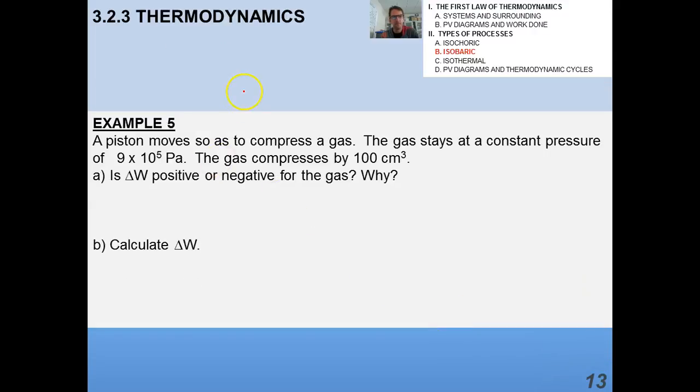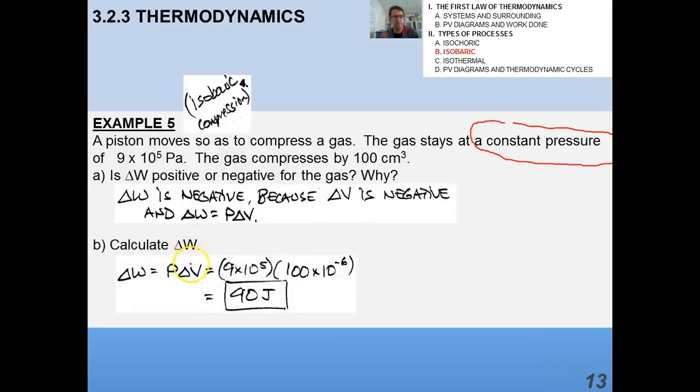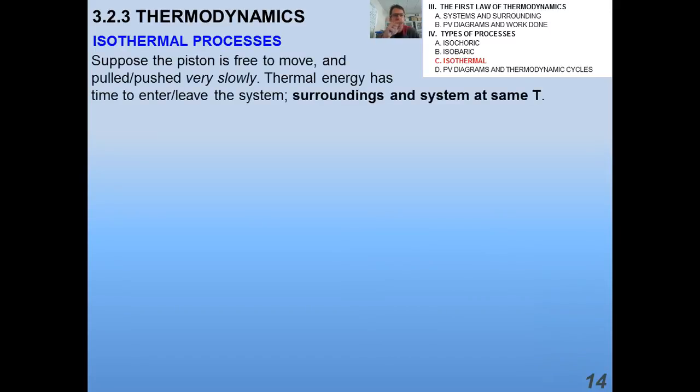Another example: a piston moves so as to compress a gas. The gas stays at a constant pressure. Isobaric, you should recognize that right away. Is W positive or negative? It's negative because it's a compression. Delta W is P delta V, that's 90 joules. Actually, I guess it's negative 90 joules. And the last case is an isothermal process. In this case, the piston is free to move, but it's pushed and pulled very, very slowly.